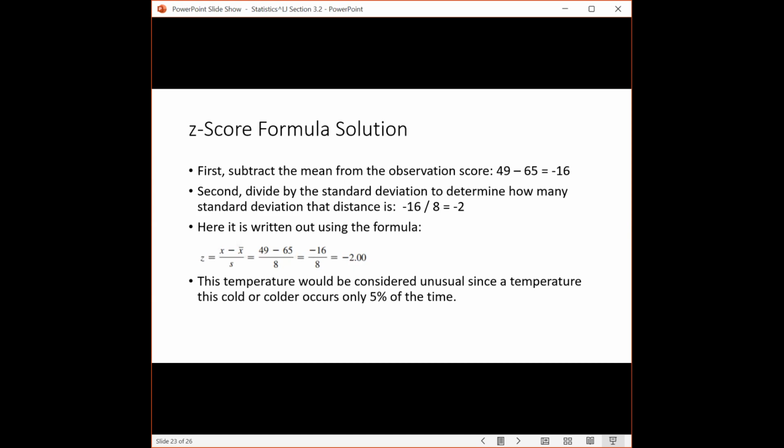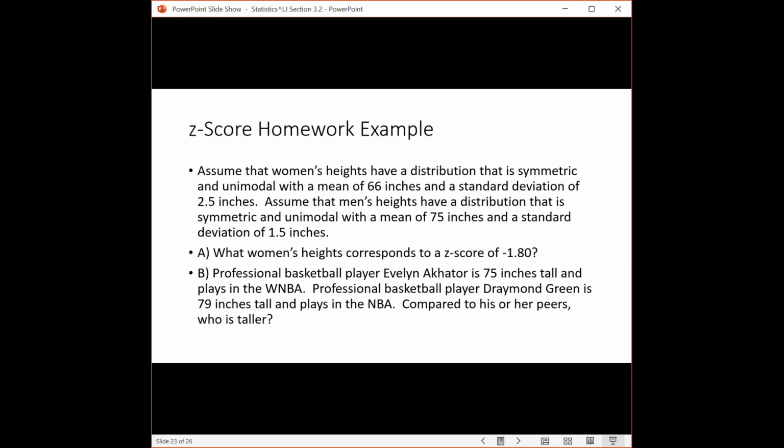So would this be considered unusual? It would be considered unusual. It would be considered rare, since a temperature this cold or colder only occurs 5% of the time. If you're below 2 standard deviations or above 2 standard deviations, then you're in that 5% tail. Hopefully that makes sense.